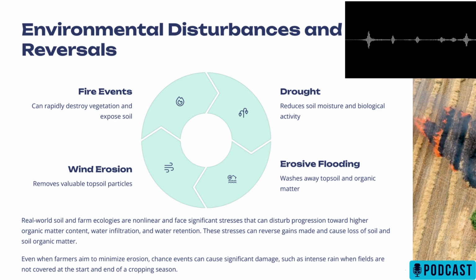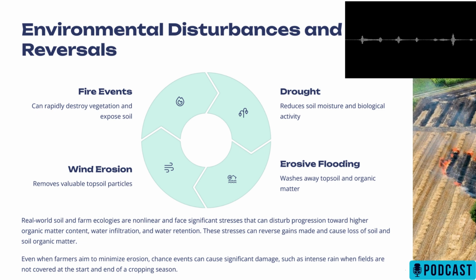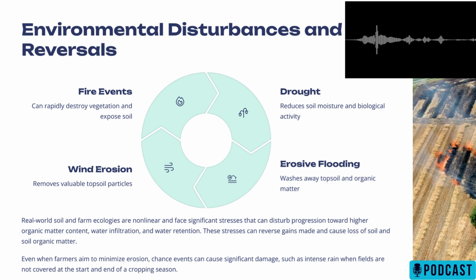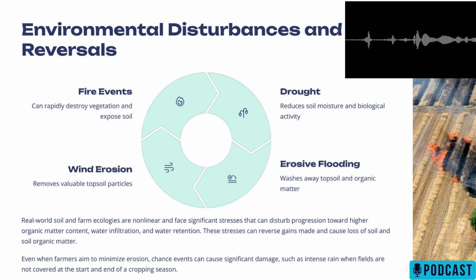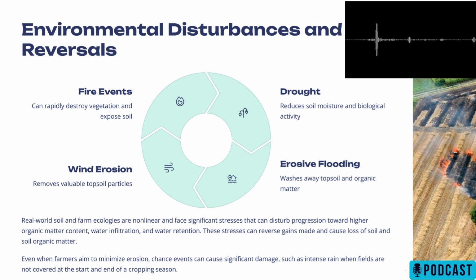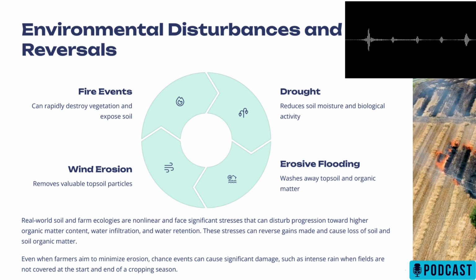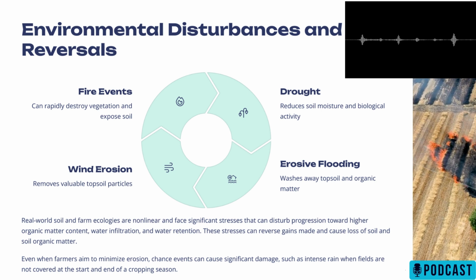What kind of stresses? They can be short-lived, intense events, things like severe droughts, wildfires, extreme heat waves, major erosion from freak storms. These can rapidly deplete soil moisture and oxidize, burn off organic matter.